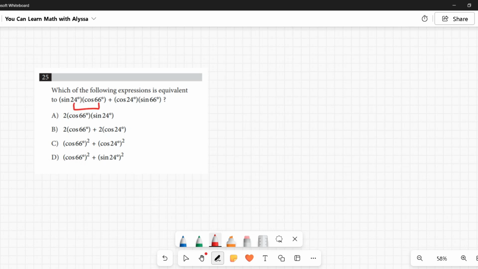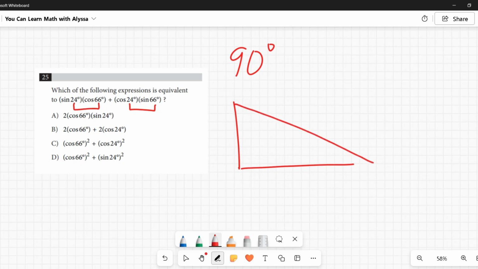24 plus 66, and those are the two numbers being used in both of these little parts of this equation, of this sum, I should say. If you add those together, you get 90. So these are two angles in the same triangle, the same right triangle. It's going to be kind of like that, maybe. Okay, so there's my 24, and there's my 66, and there's my right angle.